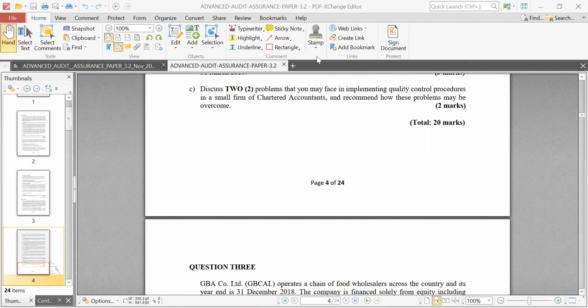So it's a small firm, right? And in a small firm, you all know how small firms are, for those of you who have worked in small firms, one person can do everything. So we don't have proper segregation of duties, and that has quality implications on its own. And how do you recommend that these problems be overcome? Once you've identified a problem, it's quite easy to say that, okay, you do X, Y, Z to overcome it.